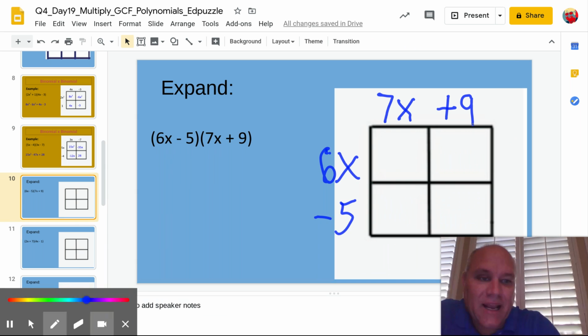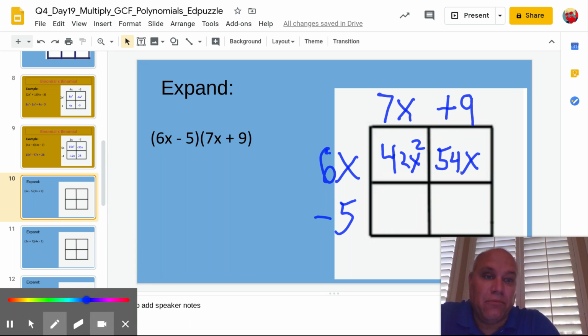If you haven't already taken out a piece of paper, I would do so. Write down the generic rectangle here with the 6x minus 5, the 7x plus 9. I would like you to solve this. We'll go through it one box at a time. So first thing I would like you to input is 6x multiplied by 7x. The answer is 42x squared.